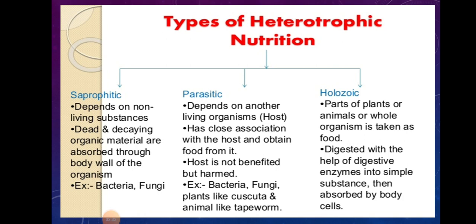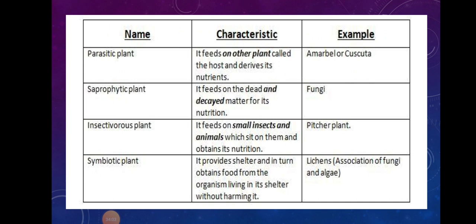Next is holozoic. Holozoic we know, where digestion takes place inside the body. The digestive system is well developed, you can say. Parts of plants or animals or the whole organism is taken as food, digested with the help of digestive enzymes into simple substances, then absorbed by the body cells. Now, holozoic nutrition, obviously we know that it takes place in animals, but there are certain plants also which are carnivorous in nature, like pitcher plant or Venus flytrap. What they do is they digest their prey inside a well developed chamber, so that can also be categorized as holozoic nutrition. Now we will see what they are.